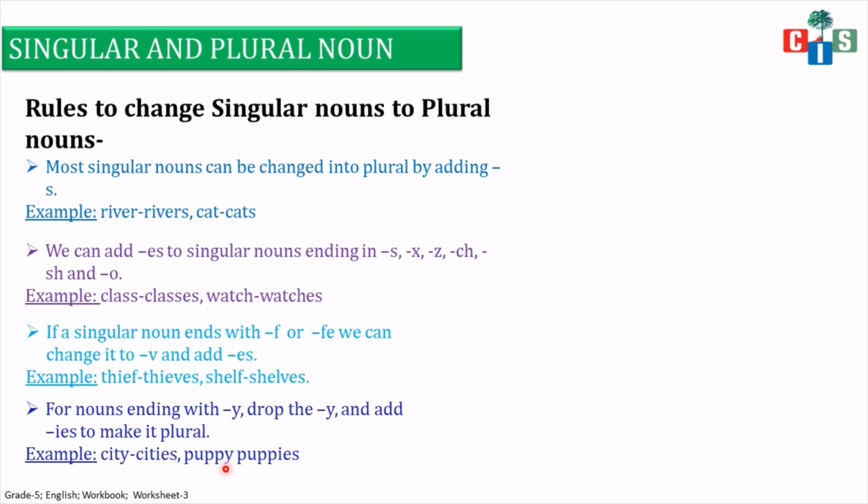In the same way, puppy. Puppy ends with y, and we have to replace this y with ies here, as we have done. Puppies. So puppies is the plural of puppy.